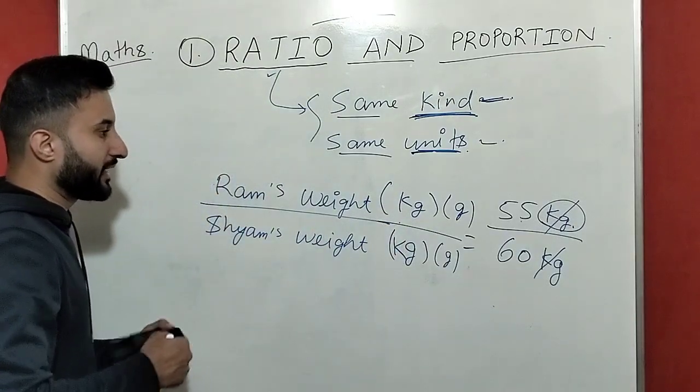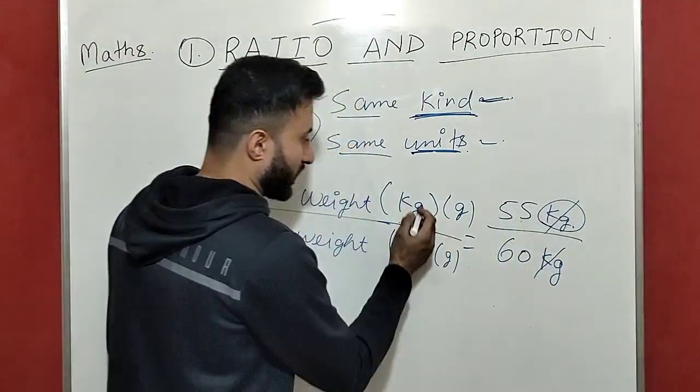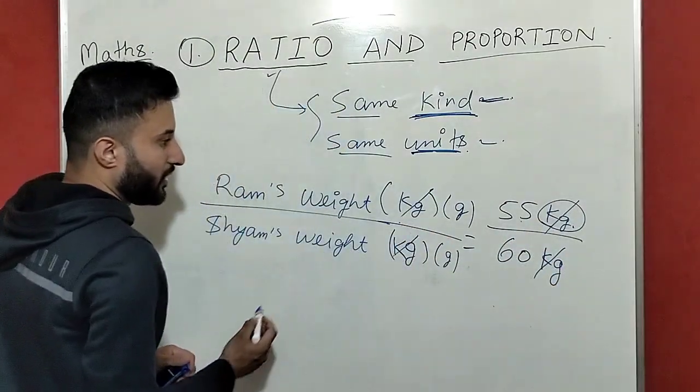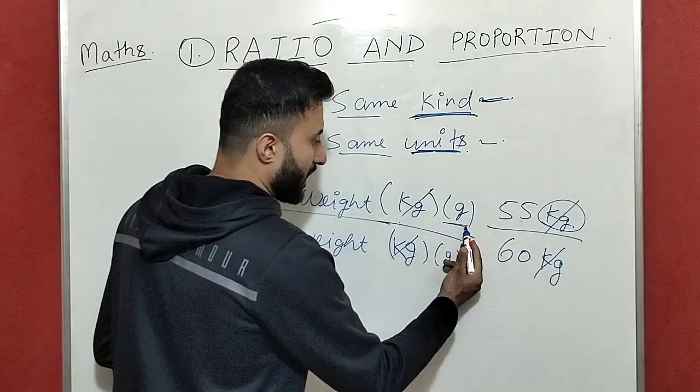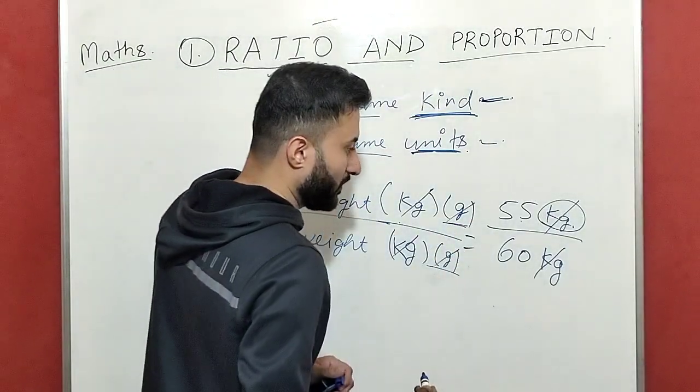If I am taking kg, then the other unit I will also take in kg, so kg will get cancelled. If I am taking one in gram, then the other I have to take in gram, so gram will get cancelled. Okay.